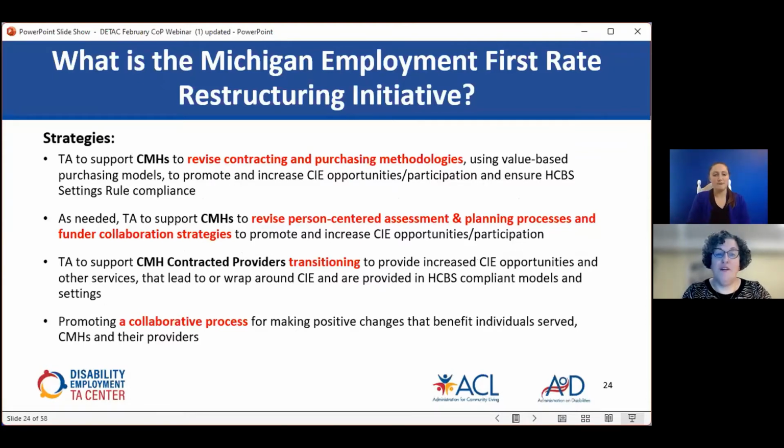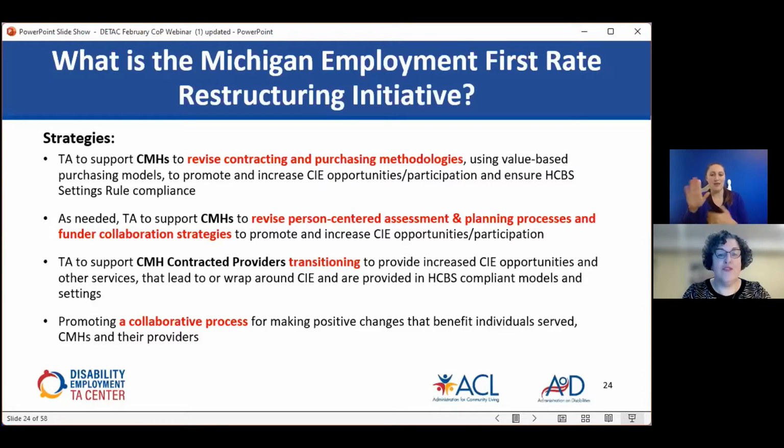Just to give you a little bit of the Michigan context, Michigan uses a 1915 B/C combination authority to implement its Medicaid long-term services and supports program. The state is organized into regional prepaid inpatient health plans. There are 10 that contract with local government community mental health programs to provide case management services and contract in turn with direct support providers to provide services. However, our Medicaid agency does not currently establish statewide rates for employment and other HCBS services provided through its waivers.